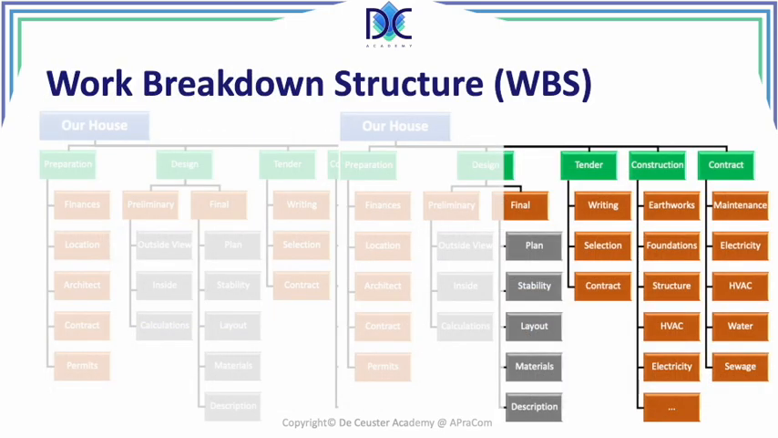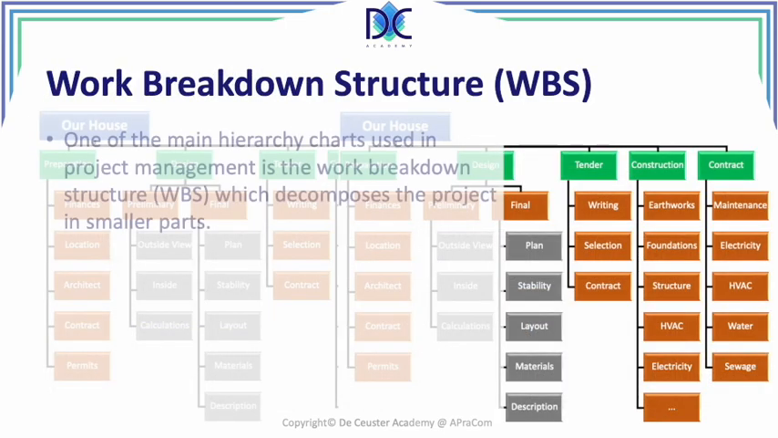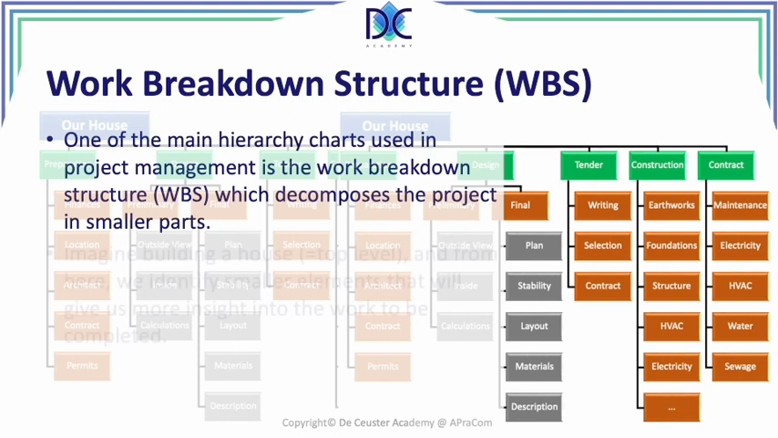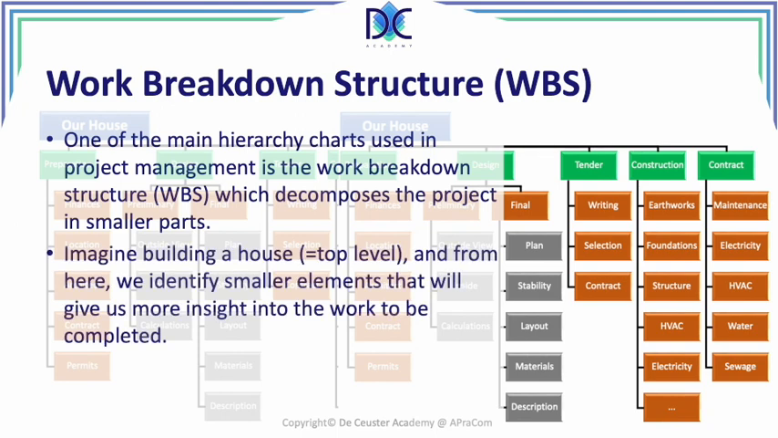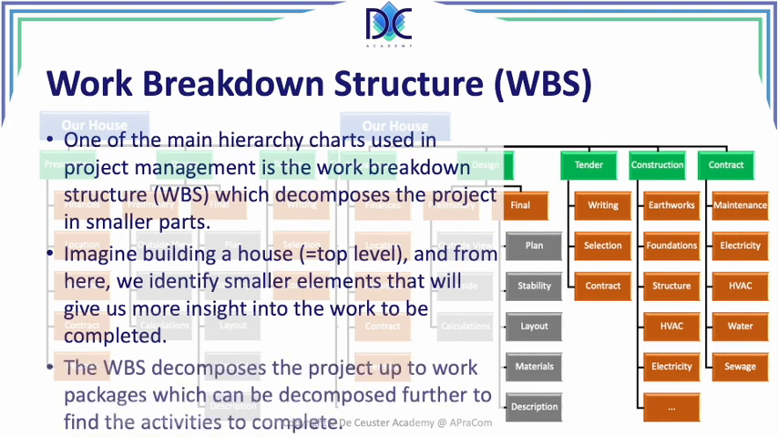The first hierarchy chart that we use in project management is the work breakdown structure. It is part of the scope management processes and it decomposes the project into smaller parts. Just imagine building a house, it's the top level, and from here we identify smaller elements that will give us more insight into the work to be completed. The WBS decomposes the project up to work packages, which then later can be decomposed further to find the activities to complete.